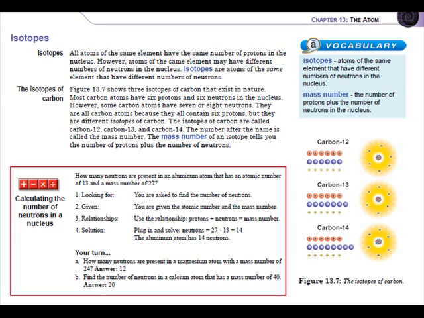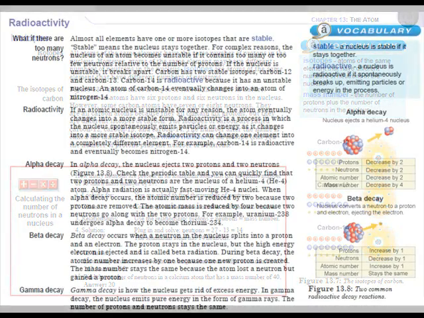They are all carbon atoms because they all contain 6 protons, but they are different isotopes of carbon. The isotopes of carbon are called carbon-12, carbon-13, and carbon-14. The number after the name is called the mass number. The mass number of an isotope tells you the number of protons plus the number of neutrons.